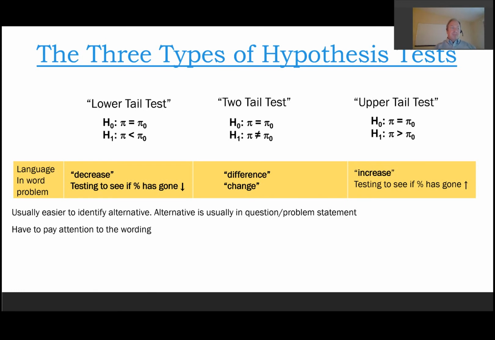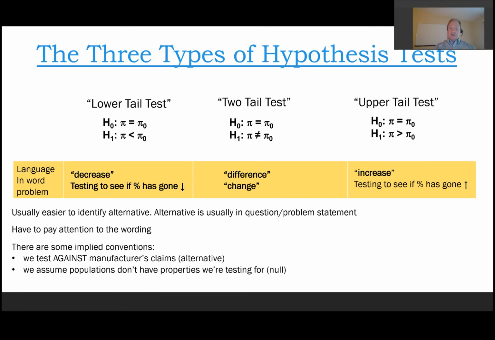There are some implied conventions in hypothesis testing. Whenever we're testing a manufacturer's claim, we're testing against the claim. That's the alternative. That's what we're trying to prove. When we're trying to prove that populations have a certain property, the default or the null hypothesis is that they do not have.